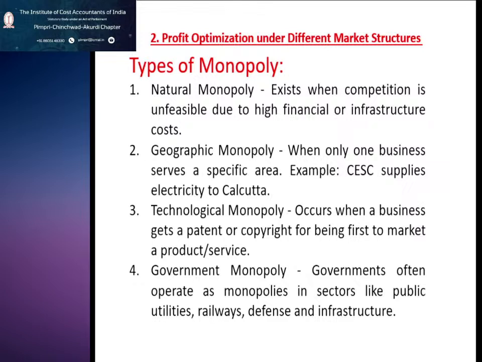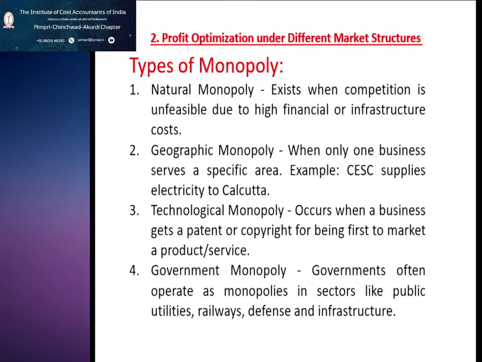Second type of monopoly is the geographical monopoly, when only one business serves a specific area. For example, CESC supplies electricity to Calcutta. So Calcutta Electric Supply Company is the sole supplier of electricity to Calcutta. So, in a way, it's a geographic monopoly.